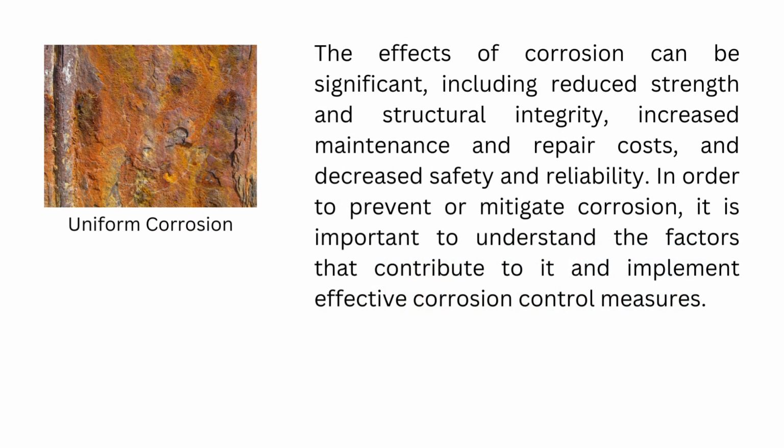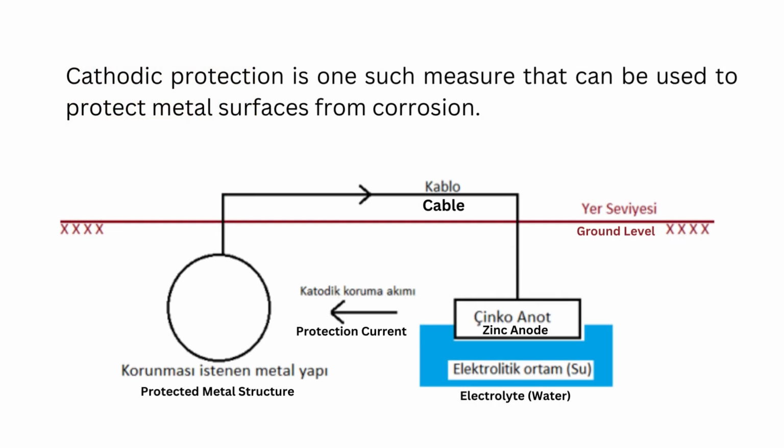The effects of corrosion can be significant, including reduced strength and structural integrity, increased maintenance and repair costs, and decreased safety and reliability. In order to prevent or mitigate corrosion, it is important to understand the factors that contribute to it and implement effective corrosion control measures. Cathodic protection is one such measure that can be used to protect metal surfaces from corrosion.